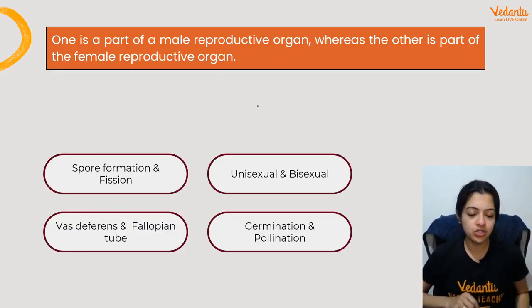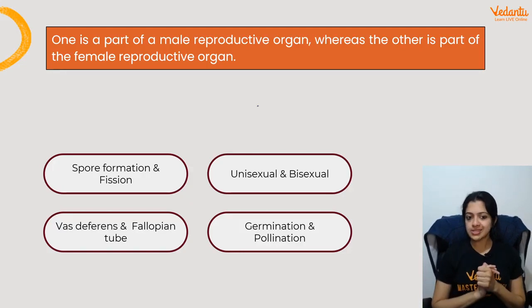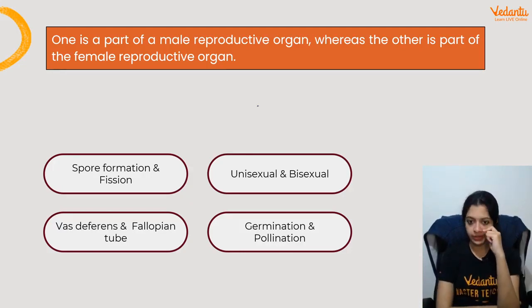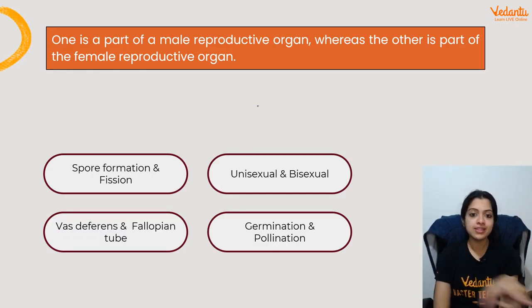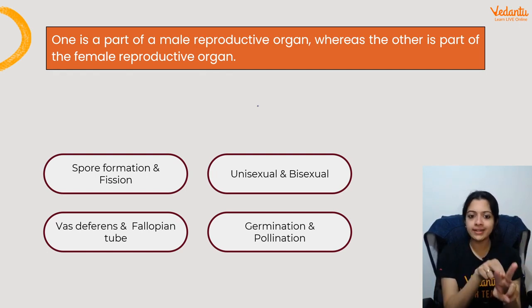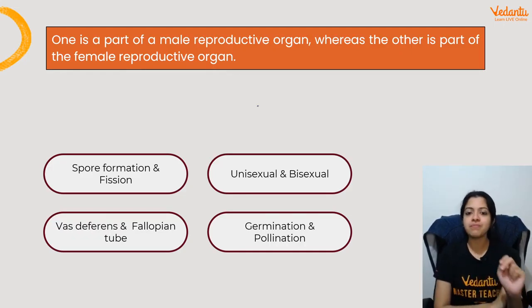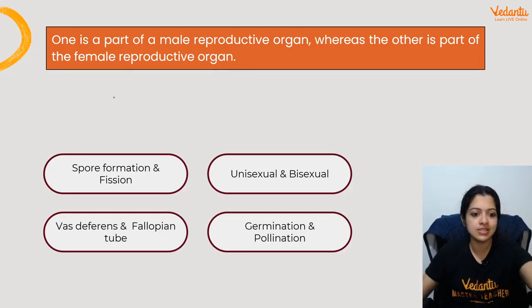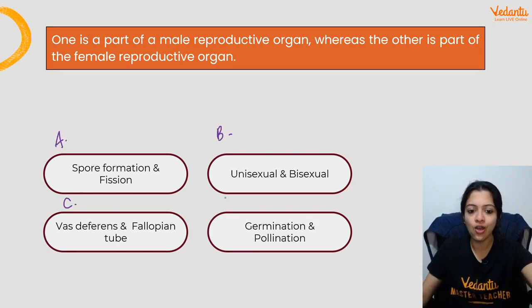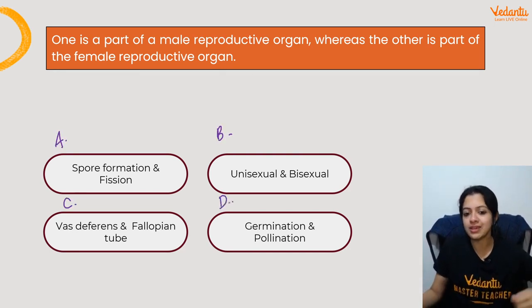Now, time for some questions. One of these options contains two terms, and out of those two terms, one term is part of the male reproductive system, and the other is part of the female reproductive system. Identify that option: A, B, C, or D. What would it be?